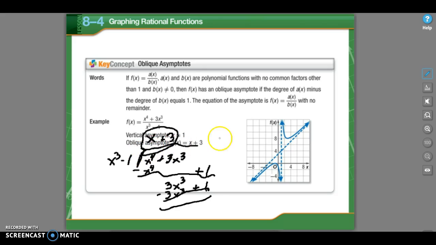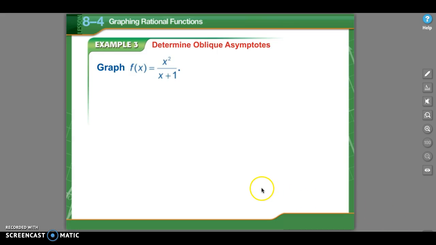So an oblique asymptote is basically a slanted asymptote. It's a diagonal asymptote. So you can see over here, this diagonal line, that's the line y equals x plus 3. So it's a little bit more work to find an oblique asymptote, but I don't think the process itself is difficult because you already know how to do division. You can obviously identify the highest power in each side, and you figure out that the top power is 1 power higher than the bottom power. So let's look at an example where we use an oblique asymptote.